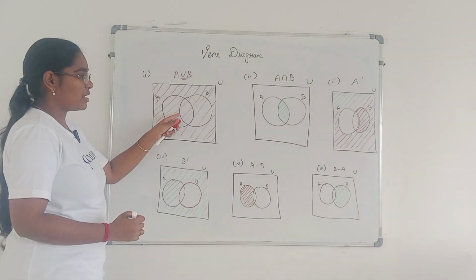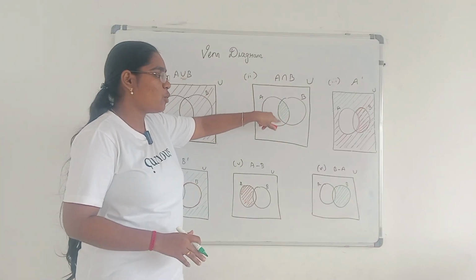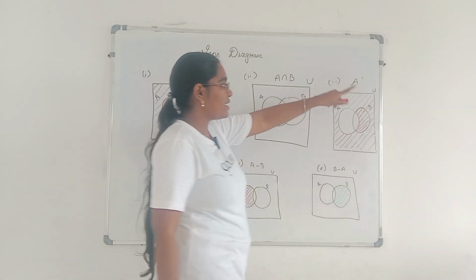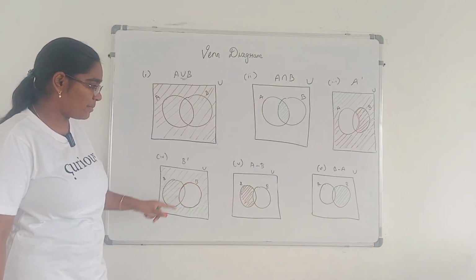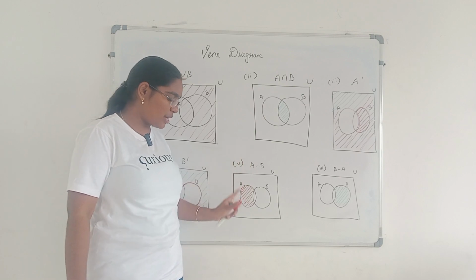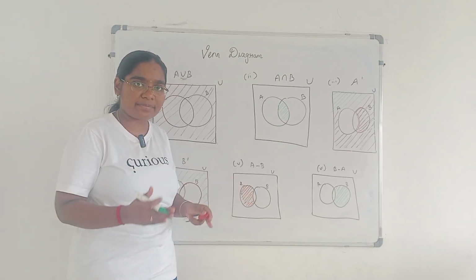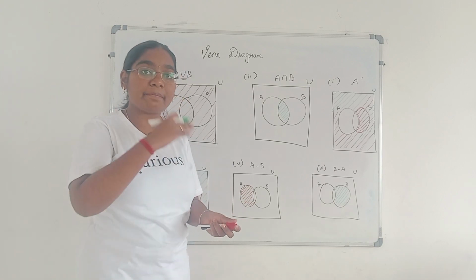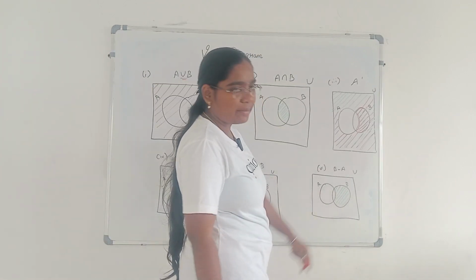So, A union B means everything. A intersection B means this common overlapping part. A dash means except A. B dash means except B. A difference B means only the A part. You should not shade that intersection part because in the intersection part B elements will be there. Okay. So, B difference A means only the B part.